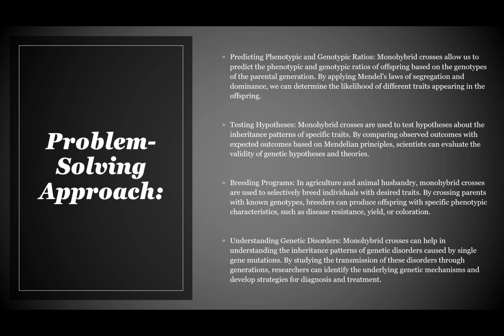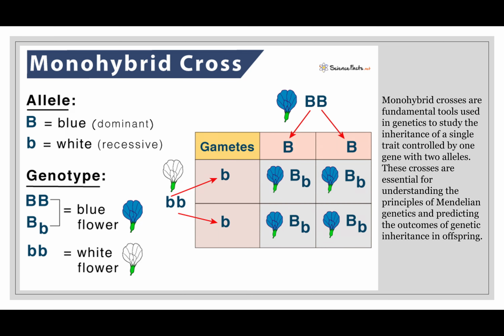Remember, by applying Mendel's law of segregation and dominance, we can determine the likelihood of different traits appearing in the offspring. Honestly, when we do our Punnett square, what we're doing is applying the law of segregation and the law of dominance. The law of segregation shows us the different ways in which the alleles can be separated, which we do throughout the box and the quadrants. And the law of dominance tells us what is dominant over what and what the phenotypic trait will be.